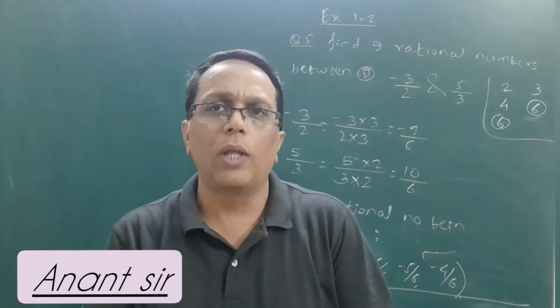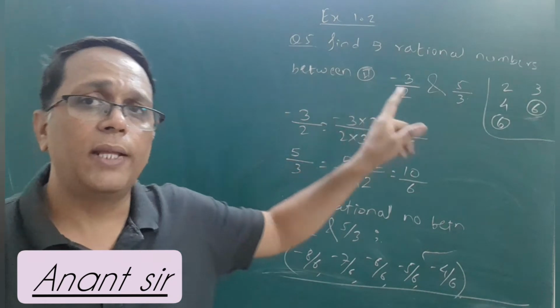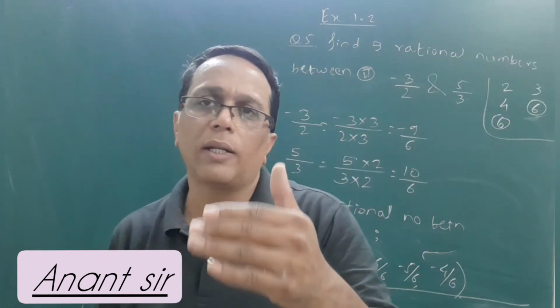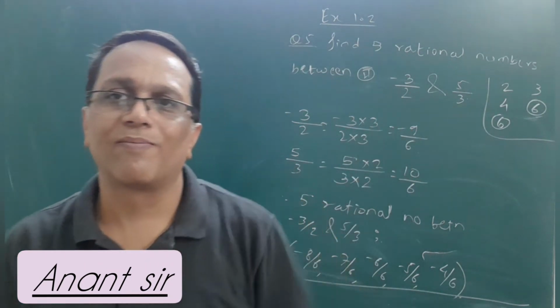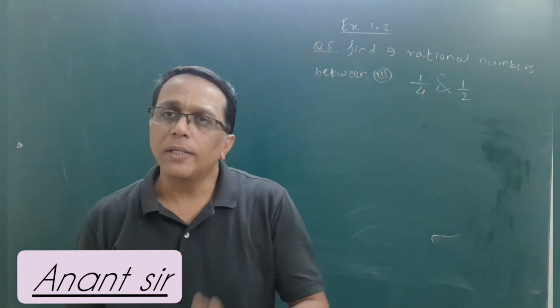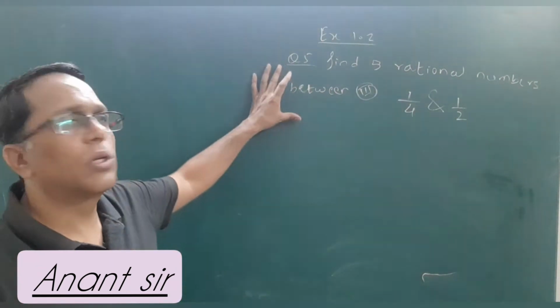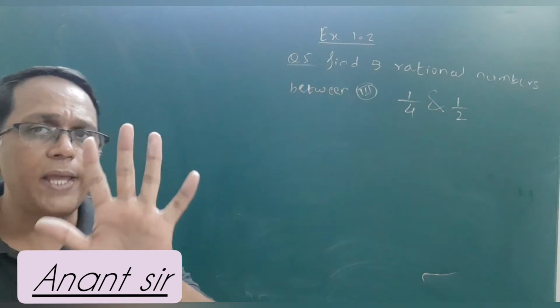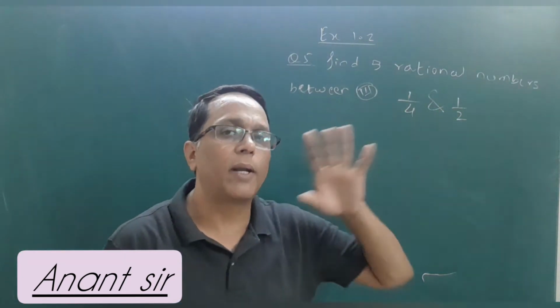So we will do the last question now, of question number 5. There are 3 questions. Now we will be doing the last question of this. So students, the last question of question 5, we have to find 5 rational numbers between 1 by 4 and 1 by 2 now.